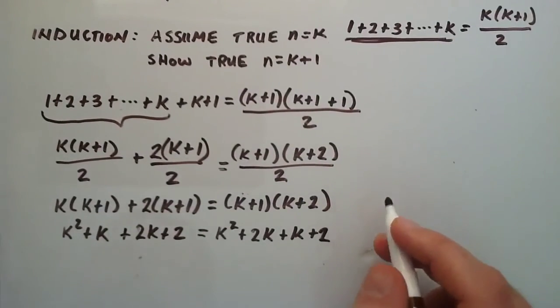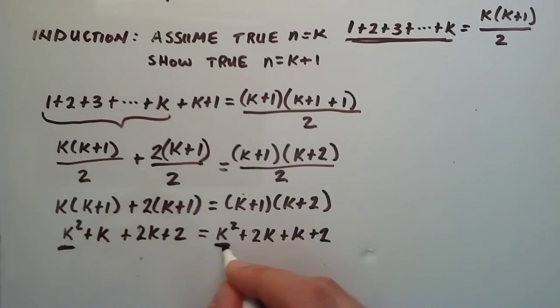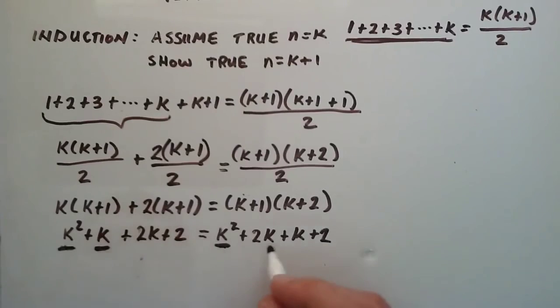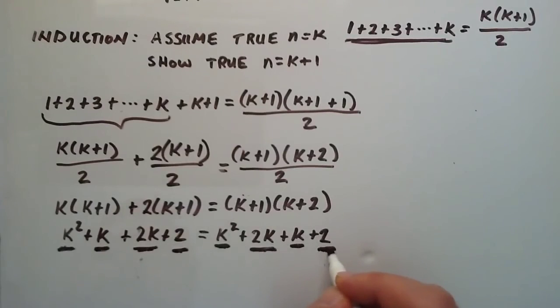So now if we look on the left hand side, we have a k squared, we have a k squared on the right hand side. On the left hand side we have a k, on the right hand side we have a k. On the left-hand side we have a 2k, on the right-hand side we also have a 2k, and we also have the number 2 on both the left and the right-hand side.